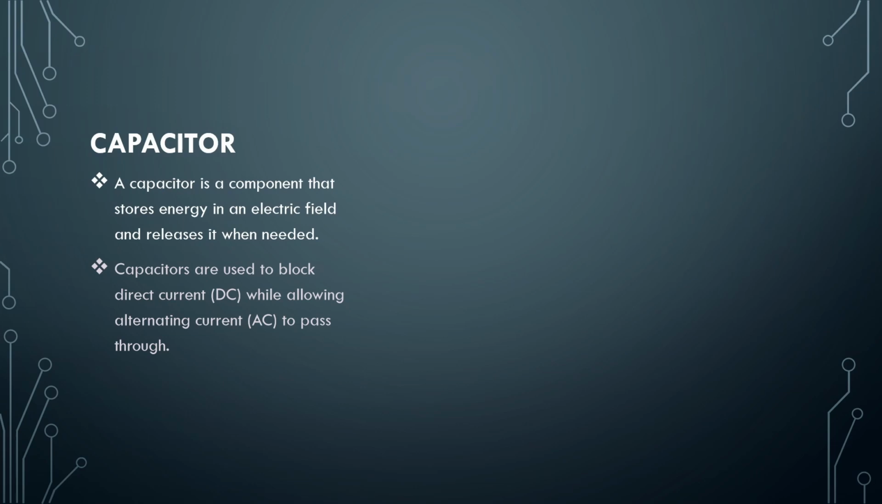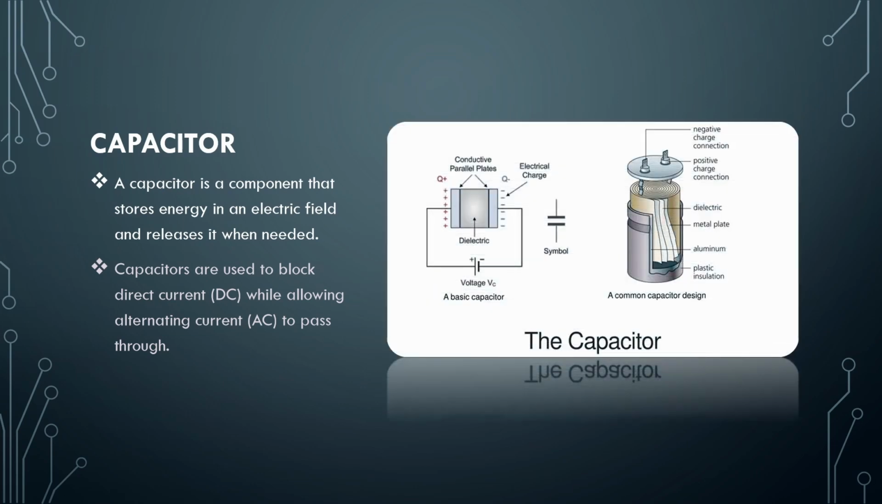First step is charging. When a voltage is applied across the plates, an electric field develops, causing positive charge to accumulate on one plate and negative charge on the other. It also stores energy. The energy is stored in the electric field between the plates. Discharge: when connected to a circuit, the stored energy can be released to power the circuit.